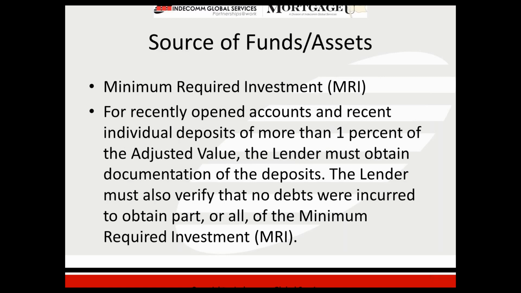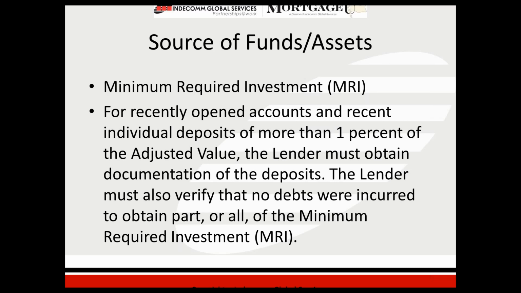Sources of funds and assets. You can find those on page 8 of your job aid. A new term is showing up in the 4000.1 HUD handbook, and a new acronym, MRI, which stands for your minimum required investment. We're used to calling it minimum investment requirement, but now I've changed the words around a little bit, so now you'll see a 3.5% minimum required investment, for example, MRI.